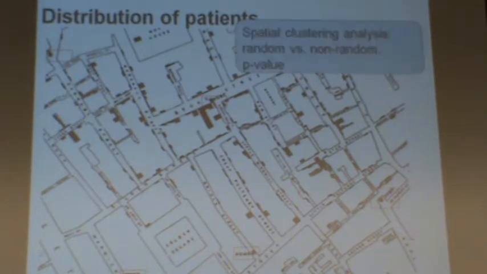How was the clustering pattern analyzed? Basically, let's say this water pump is not the source. What's the case? How do you picture it? Let's assume this pump is not the source.